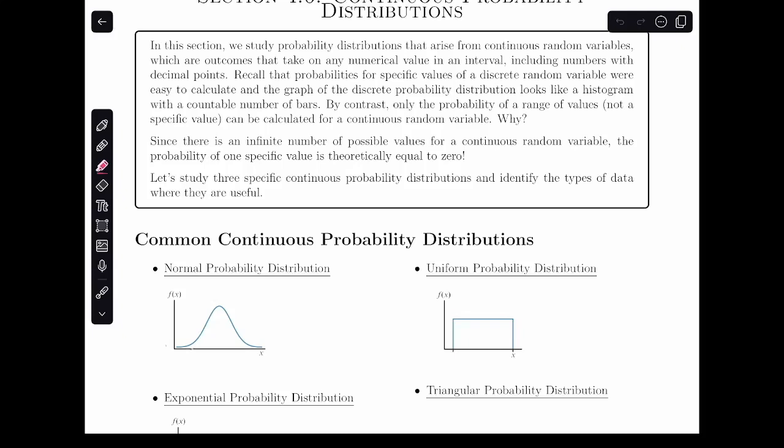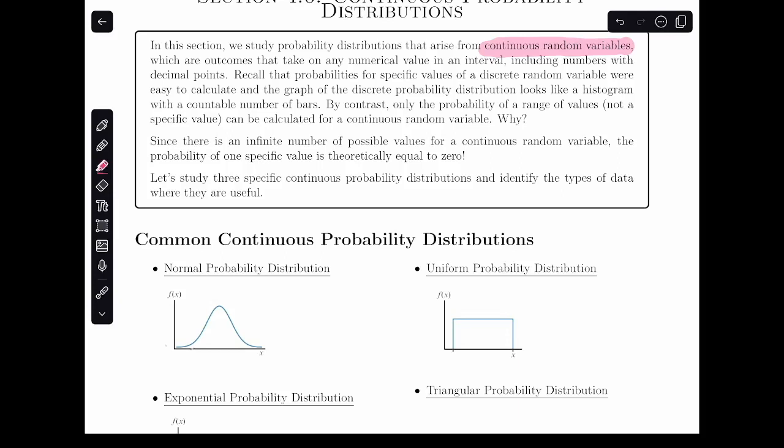In this section, we're going to look at probability distributions that come from continuous random variables. So instead of looking at discrete probability distributions, we're going to be looking at continuous ones. And one difference is that when we were finding discrete probabilities, we were counting how many times something could happen and dividing by the total.